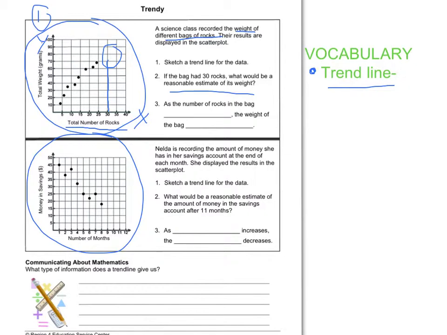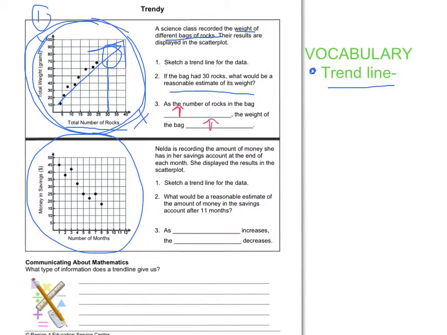Okay, number 3, as the number of rocks blank, the weight of the bag blank. What kind of trend line or what kind of scatter plot are you going to have here? Is it a positive, negative, or no correlation? Your answer should be it is a positive one. It's going to increase. So as the number of rocks in a bag increases, we can go ahead and put an arrow here. The weight of the bag increases as well.